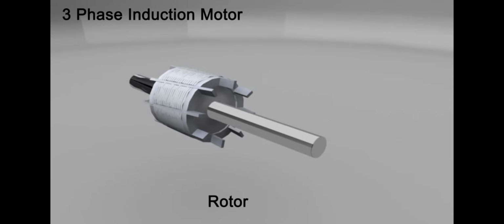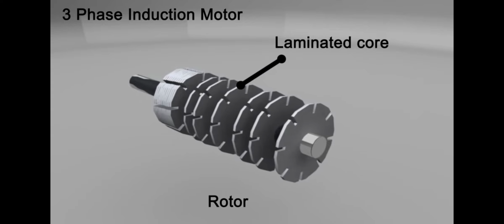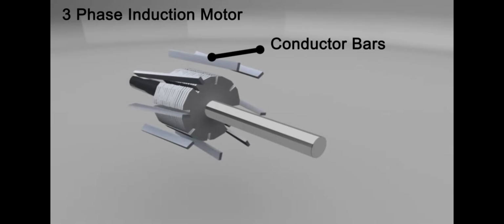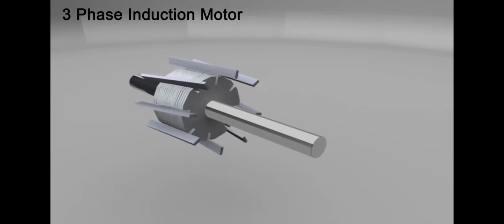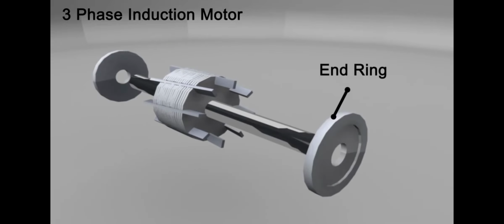Rotor. The rotor consists of a cylindrical laminated core with parallel slots that carry conductor bars. Conductors are heavy copper or aluminum bars which fit in each slot. These conductors are brazed to the short-circuiting end rings.